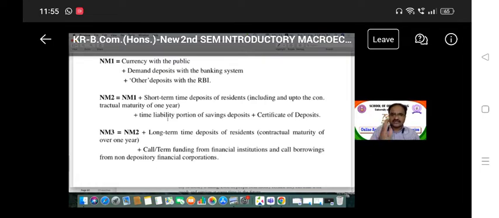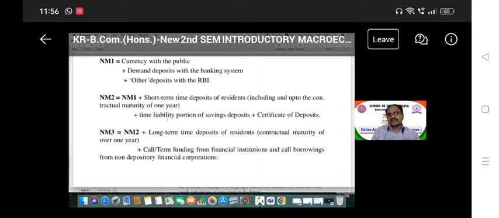You forget it actually. M1, M2, M3 you remember, but these new monetary components, many times you get confused. We need to write them with paper and pen. Okay beta. So NM2 is NM1 plus short term time deposit and time liability portion of saving deposit plus certificate of deposits. Okay beta. Next, NM3.